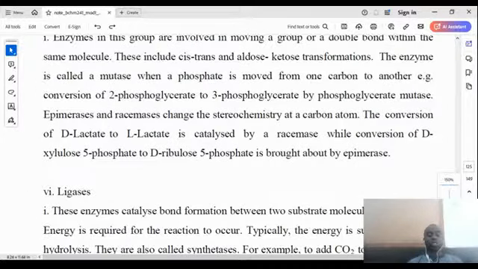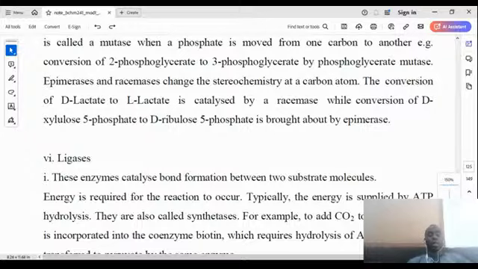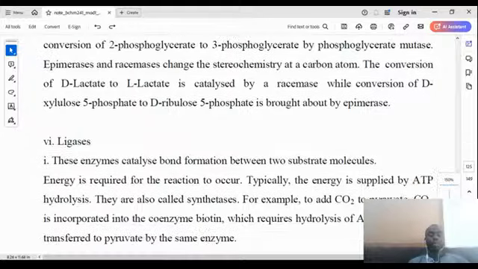The sixth class is called ligases, and these are enzymes that catalyze bond formation between two substrate molecules, and energy is required for the reaction to occur. Typically, the energy is supplied by ATP, and when this ATP is hydrolyzed, it moves the reaction forward. So they are called synthetases. Whenever you hear synthetases, it means the reaction utilizes hydrolysis of ATP.